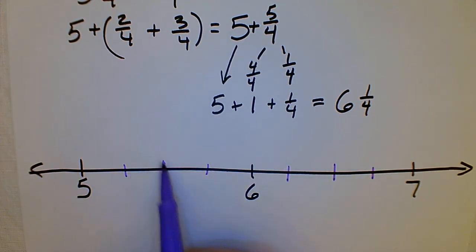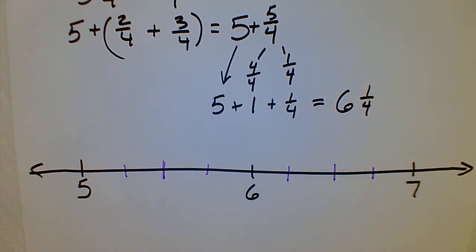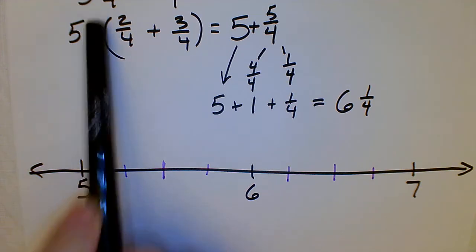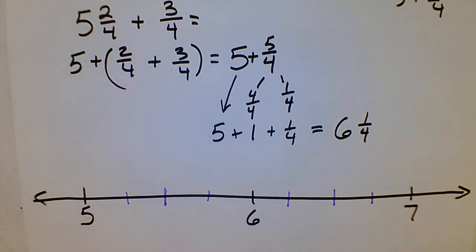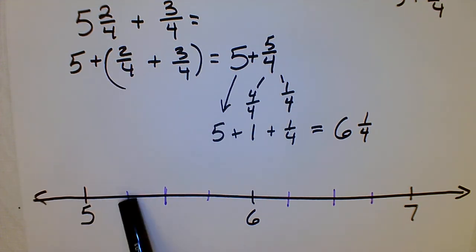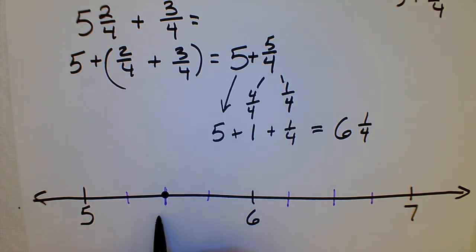So you'd say I have 1, 2, 3, 4 fourths. And again, 1, 2, 3, 4 fourths. So let's mark where we started, which was at 5 and 2 fourths. I'm going to bring that down. We started at 5 and 2 fourths. So that's going to be 1/4, 2 fourths. So we have 5 and 1/4, 2 fourths. So let me mark that. So we have 5 and 2 fourths.